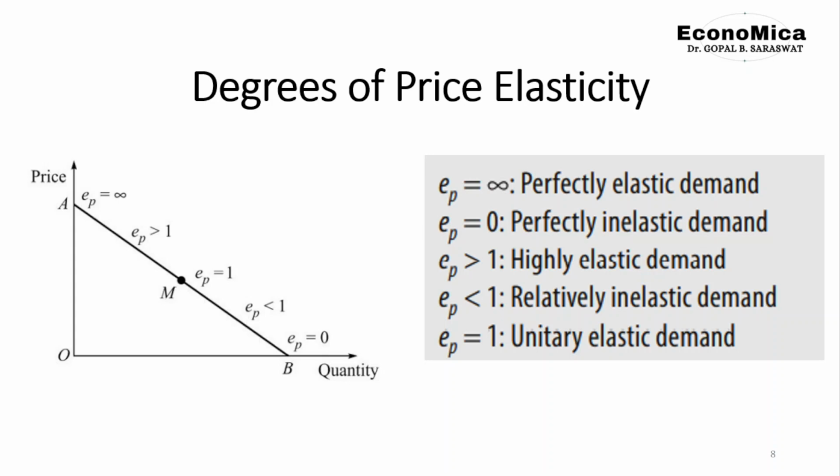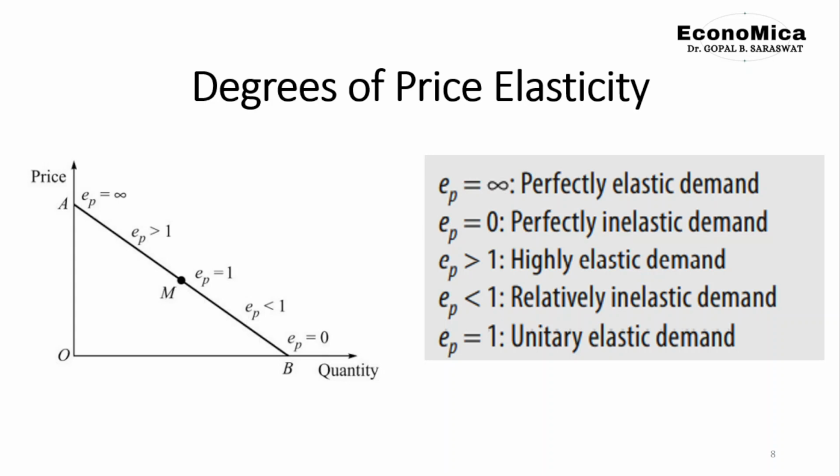Further, if EP, which is elasticity of price, is greater than 1, which is highly elastic, the change in quantity demanded is more than the change in price. If the elasticity is less than 1, it means that the change in price is more than the change in quantity demanded. And finally, the unitary elastic demand curve, where the proportionate change in price is equal to the proportionate change in the quantity demanded.